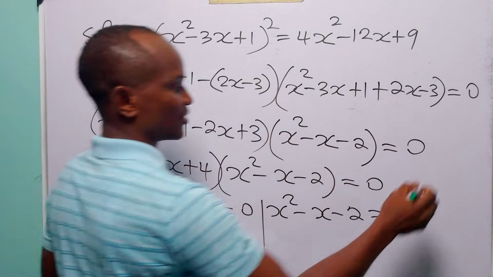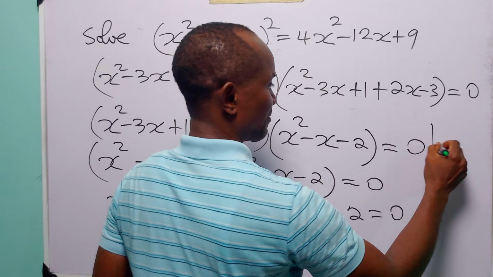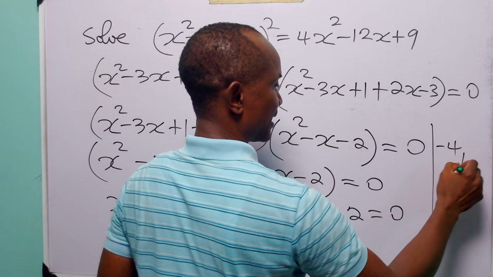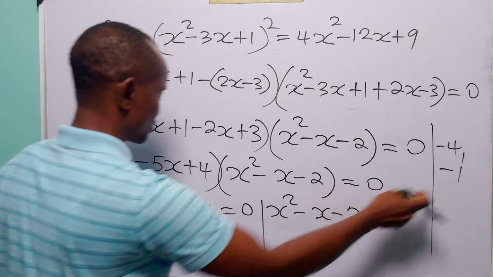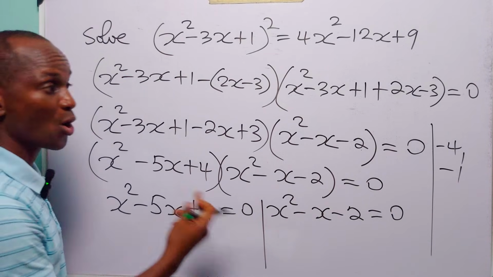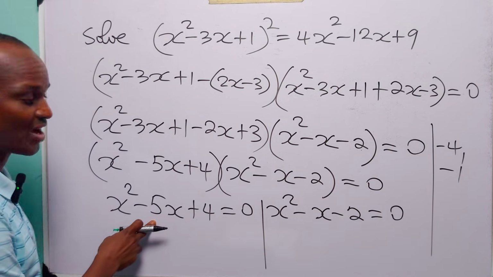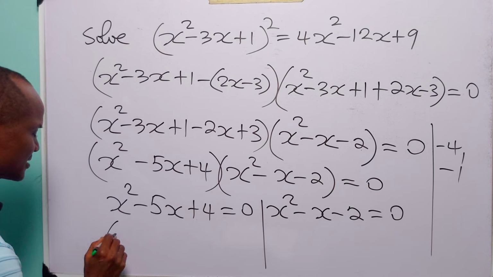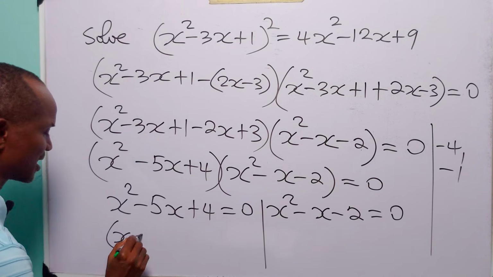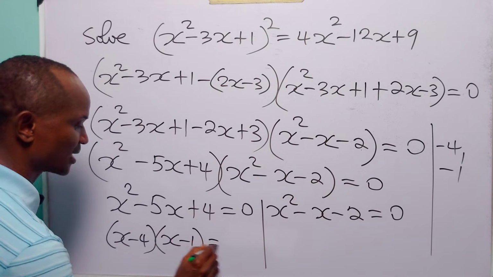And of course, those are going to be minus 4 and minus 1, because minus 4 times minus 1 is going to give us plus 4, while minus 4 minus 1 is going to give us minus 5. So we can factorize the left-hand side of this equation as x minus 4 multiplied by x minus 1 is equal to 0.